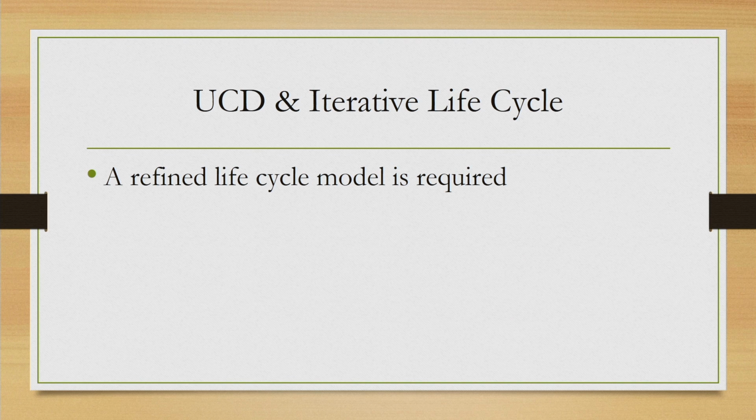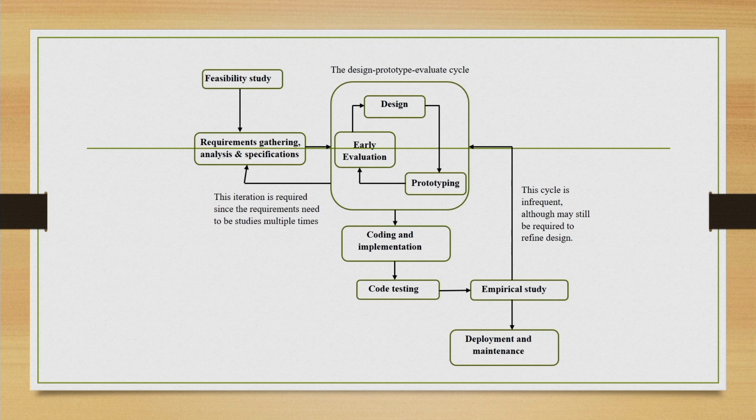So, pure waterfall model may not be suitable. In fact, pure waterfall model is not suitable to implement a UCD process, and we require a refined life cycle model for software development. And one such model we can propose in this way. So, as you can see, we start with the feasibility study as in waterfall model. Then from there we come to the requirement gathering, analysis and specification stage, again as in the waterfall model, but from there we go to a set of substages which are iterative. So, within this set there are 3 substages.